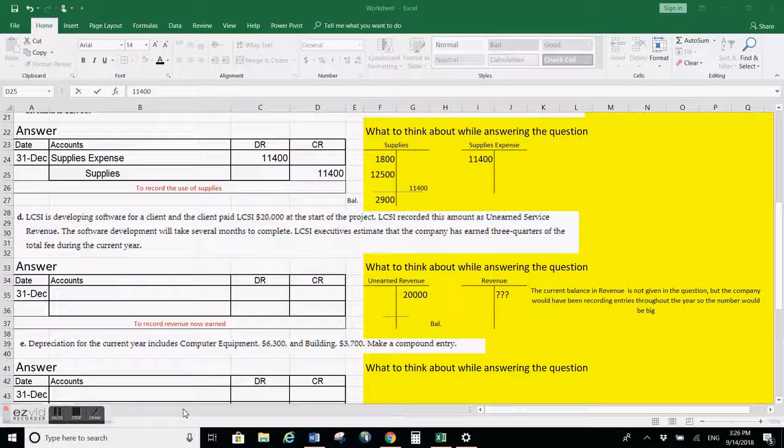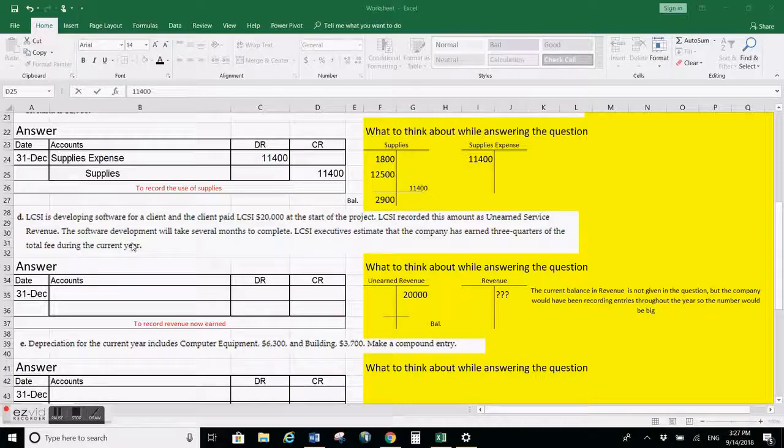On to D. Our company is developing software for a client, and the client paid us $20,000 at the start of the project. At that point, we recorded that amount in unearned service revenue. Unearned service revenue is a liability account, so that's why it's sitting there on the credit side. We owe that amount of work to our customer.